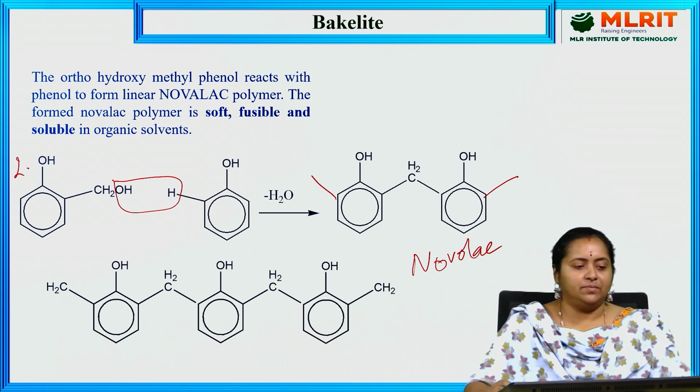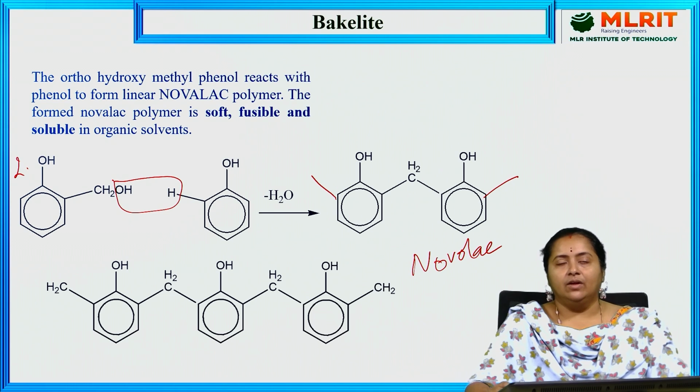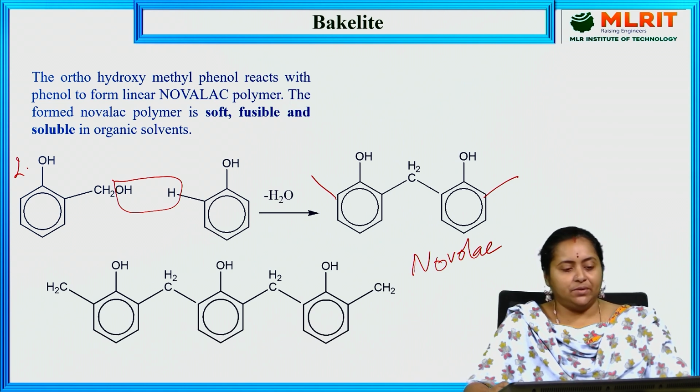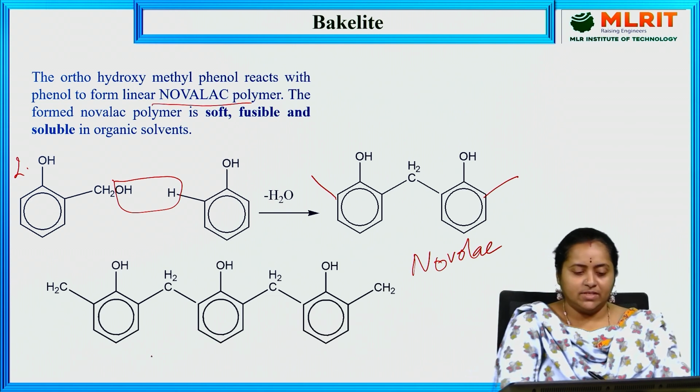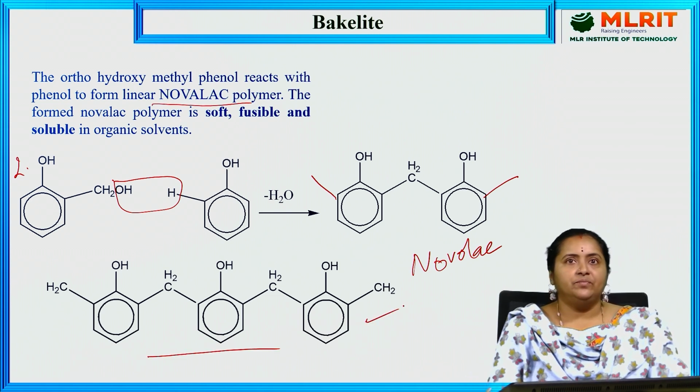Step 1 is the formation of orthohydroxymethylphenol. How will it be produced? By considering a 1:1 mole ratio of phenol and formaldehyde in the presence of either an acid or base catalyst, it is able to produce orthohydroxymethylphenol. When this orthohydroxymethylphenol is treated with phenol again, it is able to form a linear polymer which is named Novolac. So, this is the structure of the linear polymer Novolac.